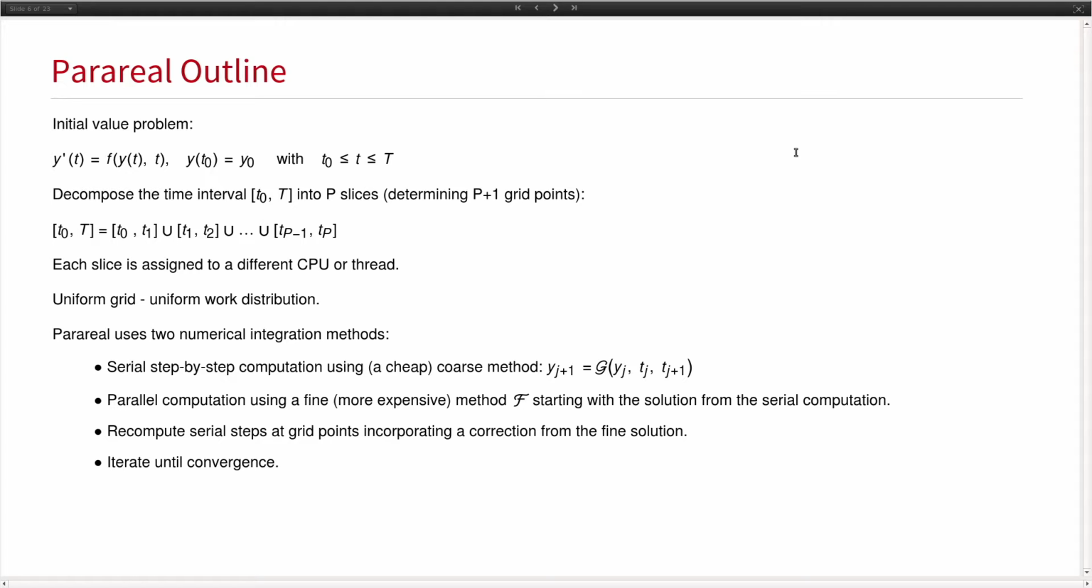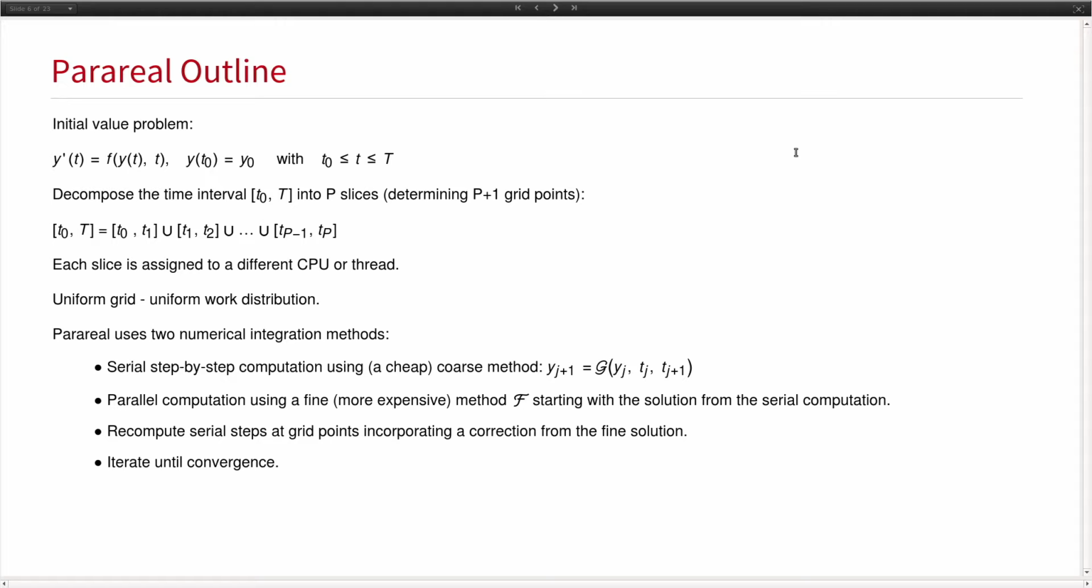By chopping it up into these uniform slices, that's a uniform distribution of work in parallel. Now, the Parareal method works using two numerical integration methods, not one. It uses a low-order cheap method, that's this G method here, and it uses the original method that we're going to compare against, the so-called fine method. But the point is, the cheap method that's done to a lower accuracy is very efficient. That's the one that's done in serial.